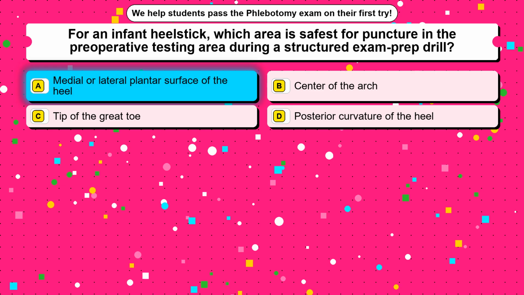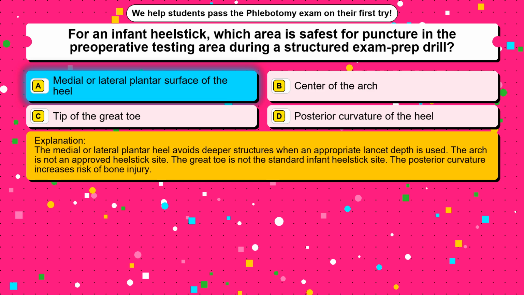The correct answer is option A. Medial or lateral plantar surface of the heel. The medial or lateral plantar heel avoids deeper structures when an appropriate lancet depth is used. The arch is not an approved heel stick site. The great toe is not the standard infant heel stick site. The posterior curvature increases risk of bone injury.